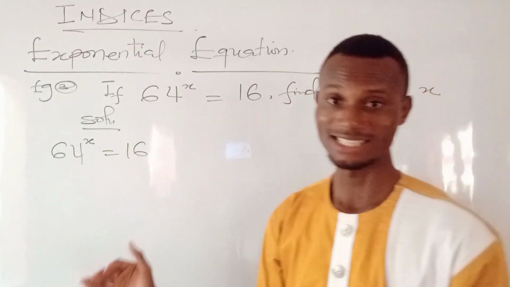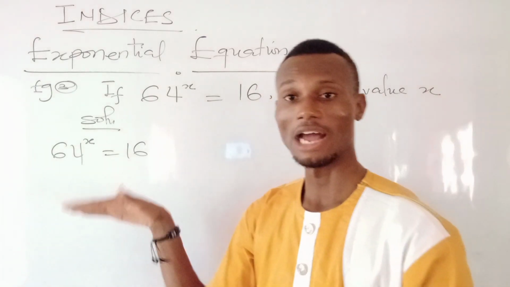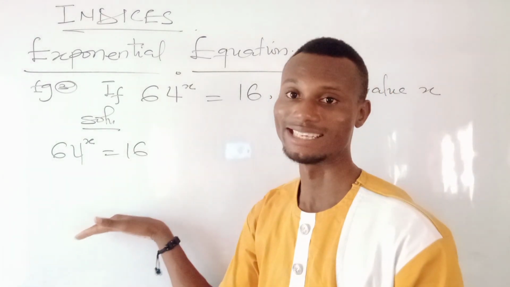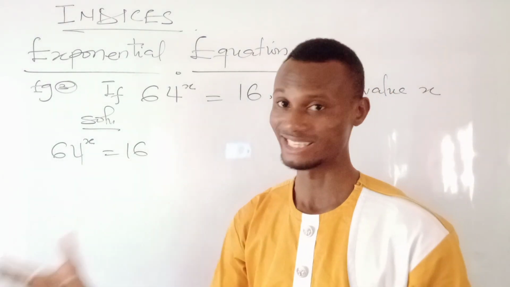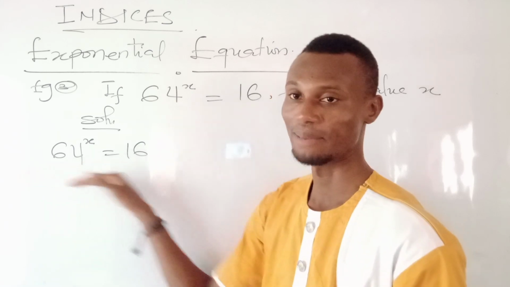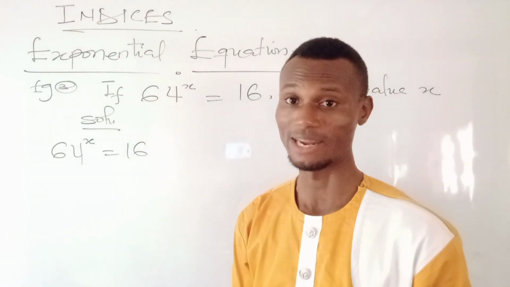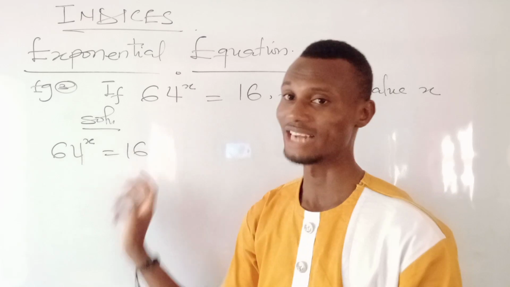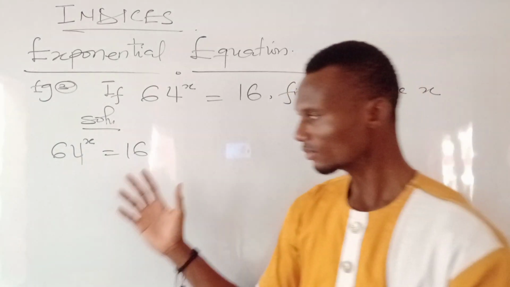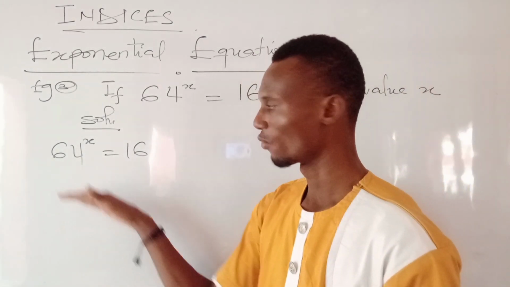Now we've learned that for us to solve this, we have to make sure that the bases are the same, then we can equate the powers. Okay, so until the bases are the same, we cannot equate the powers. Okay, so we have to make sure that the bases are the same. So now what do we do with this one?